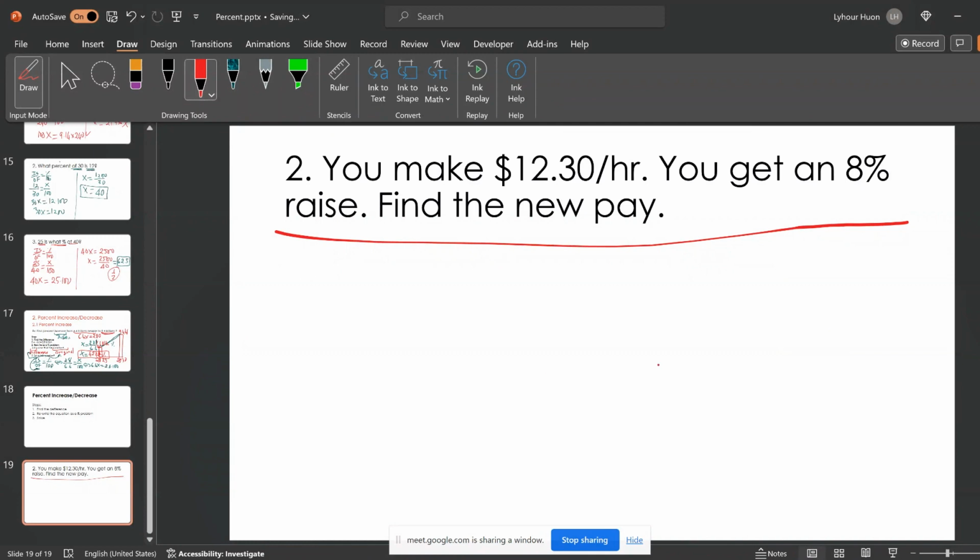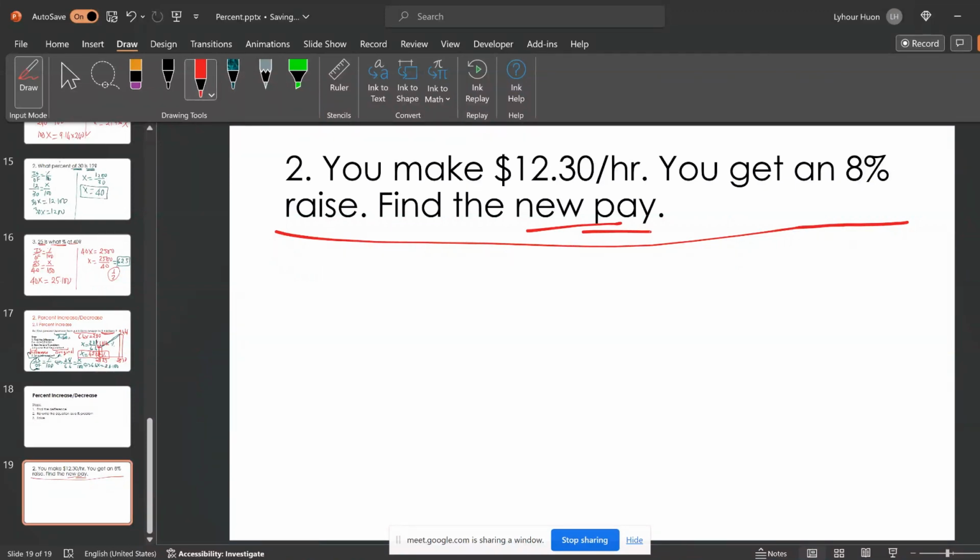So the question is, find the new pay. Now you make $12.30 per hour and you get an 8% raise. Like the new year, your performance is good, so you get promoted and get an 8% raise. So find the new pay, the amount that your salary increases.